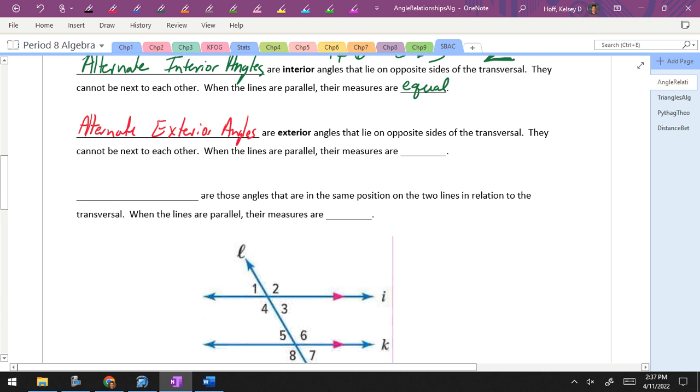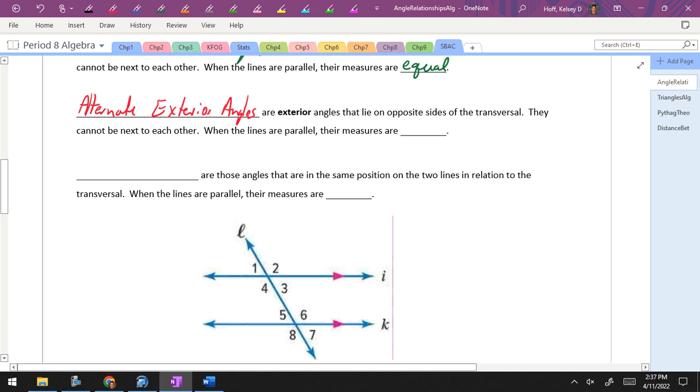Who can tell me a set of alternate exterior? Max. 2 and 8. Any others? 1 and 7. These angles are about as far apart from each other as you can possibly get. Okay, they don't make any cool letter or shape or anything like that. But the same thing, their measures are equal.